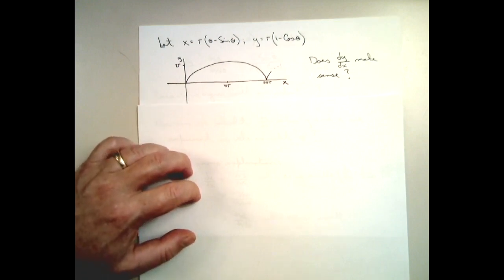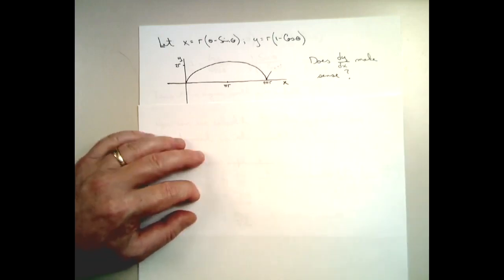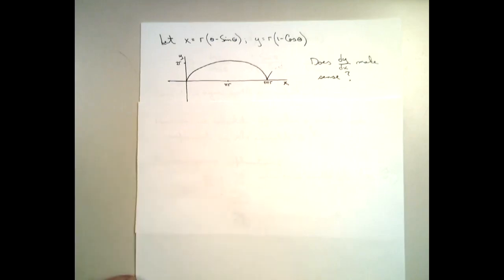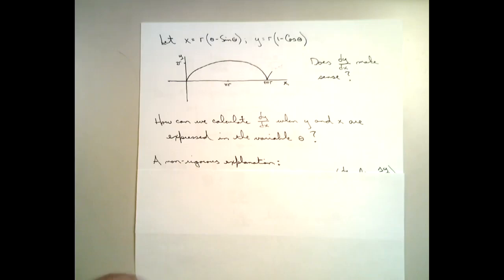But I think we can agree that it at least makes sense to ask, what is the slope of the tangent line at various points? What is dy dx? So yes, the question makes sense. It's just a matter of how we are going to compute it. How can we calculate dy dx when x and y are expressed in terms of this third variable, this parameter, theta? Well, here's a very non-rigorous explanation as to how we're going to make sense of dy dx in the parametric setting.